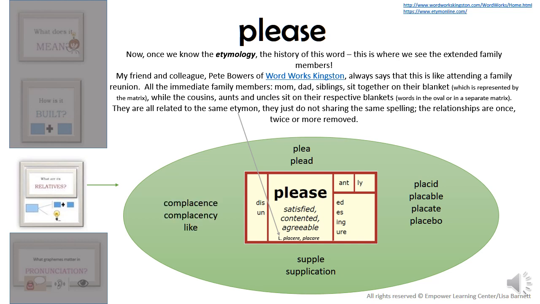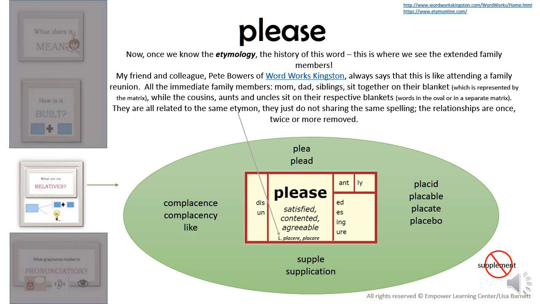The relationships may be once, twice, or more removed. So you have words in the oval, the green oval, like plea and plead. They're related to please because they're related to the etymon, the Latin one, P-L-A-C-E-R-E or P-L-A-C-A-R-E. Placid and placate and complacency and supple and supplication, those are all related to please.